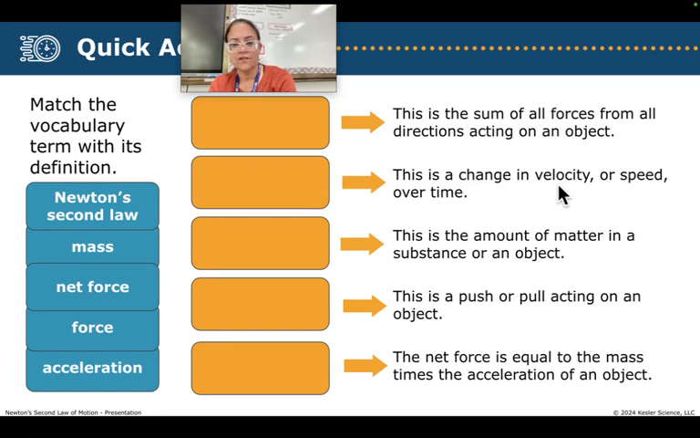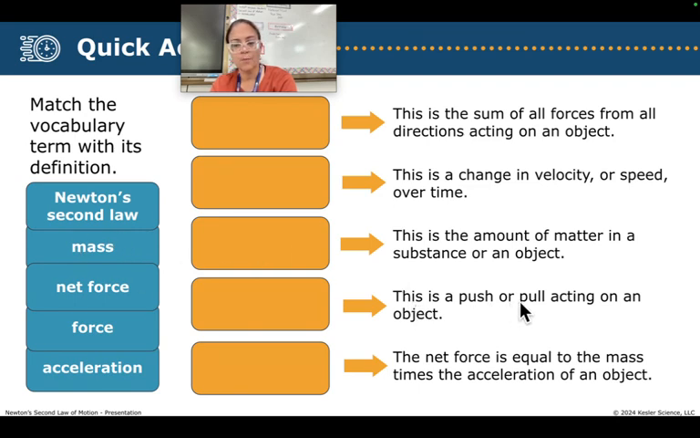This is a change in velocity or speed over time. So change in velocity or speed over time, that's going to be acceleration. So our first one is net force, the second one's acceleration. The amount of matter in a substance or an object. So the amount of matter, that's going to be our mass.